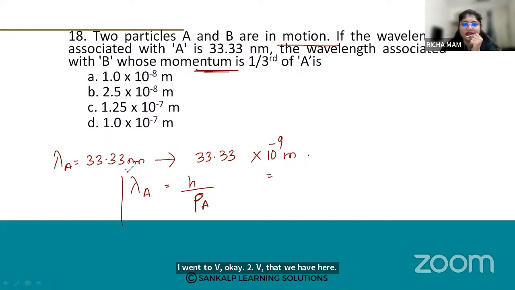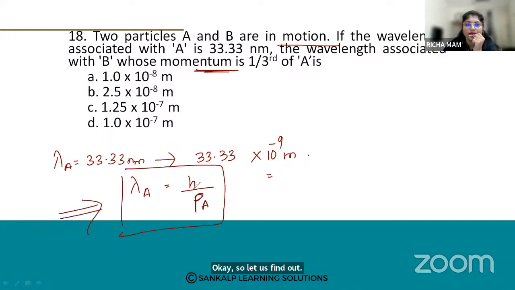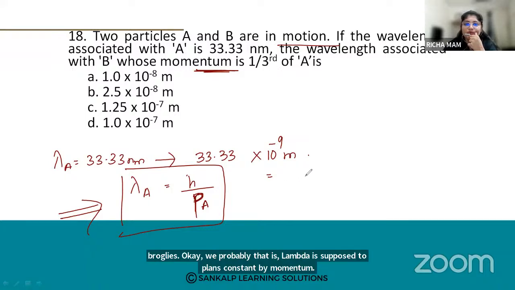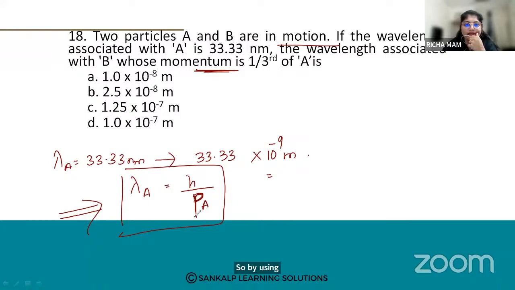We have taken the de Broglie equation, that is lambda is equal to Planck's constant by momentum. By using this, we have written the momentum for A. Let us write for B. So lambda B is equal to h by momentum, which is 1/3. So how will it be?